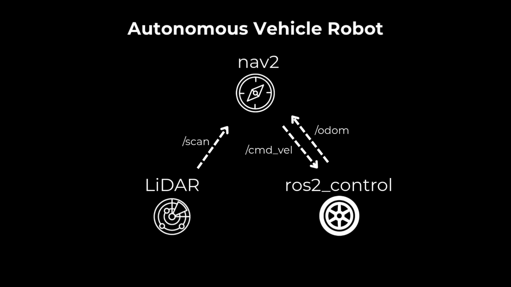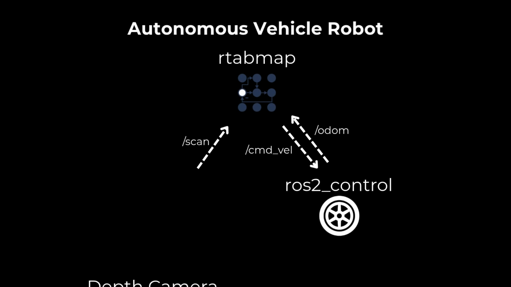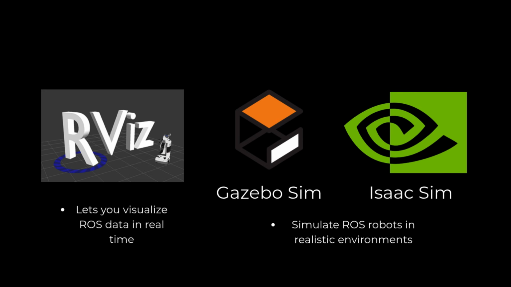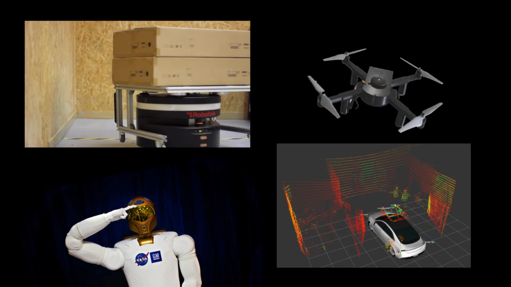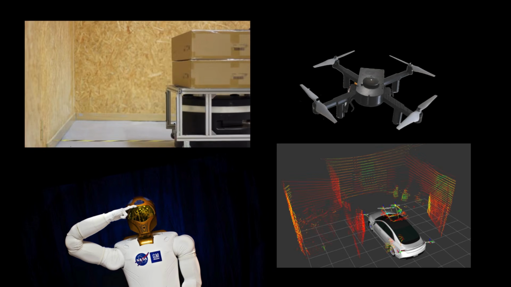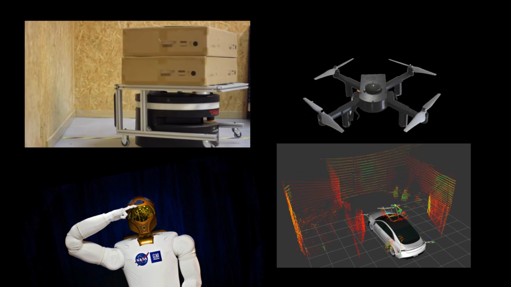This modular approach makes it easy to mix and match components from different developers, or even swap hardware, without rewriting everything. ROS also comes with some powerful tools. RViz lets you visualize data in real time, while Gazebo and IsaacSim help you simulate robots before you build them. ROS is also used in research labs, self-driving cars, drones, and even NASA robots. Learning it gives you the foundation to build real-world autonomous systems, from hobby projects to industrial robots. So that's the basics of ROS.